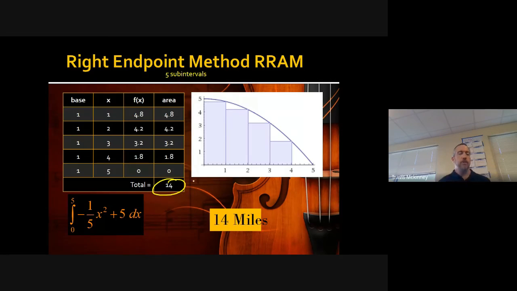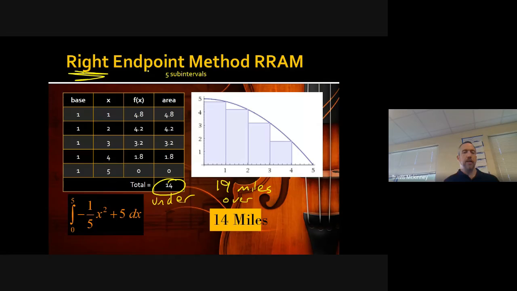So back on the first left sum we did, we got 19 miles. The first right sum we did, we got 14 miles. We said that 14 was an underestimate and 19 is an overestimate. So we don't know exactly what the right answer is at this point, but we know for sure that it's between 14 and 19. And we'll get more accurate using different methods, but we can get an idea of where our answer should be based on where we're at so far.